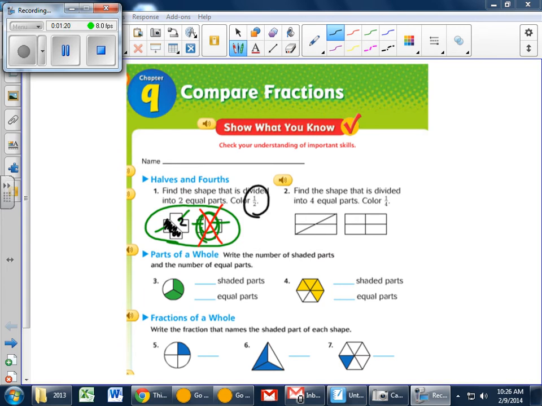Number 2, I want you to do the same thing. Find the shape that is divided into 4 equal parts. Color 1/4. So again, analyze, are the pieces equal, first of all, to decide if it can even be a fraction. Then number the pieces and color 1/4. Do number 2, please.